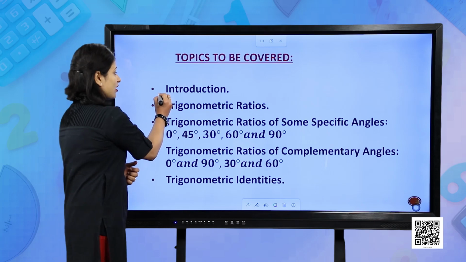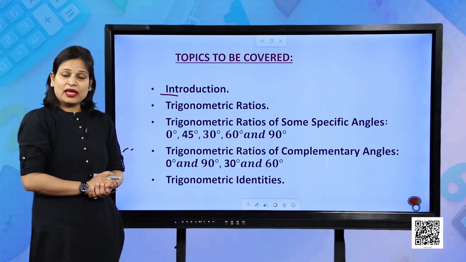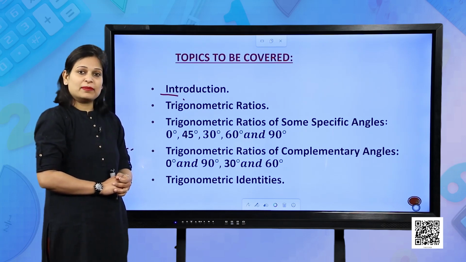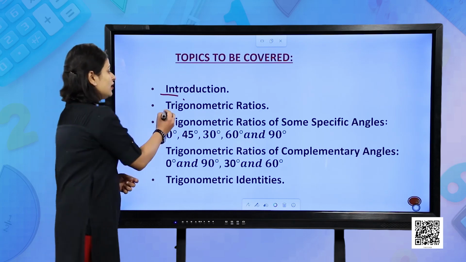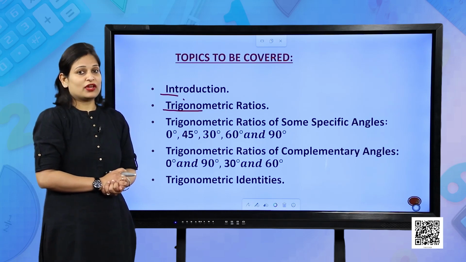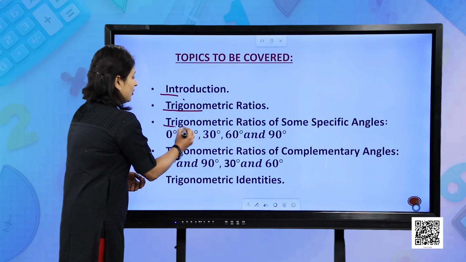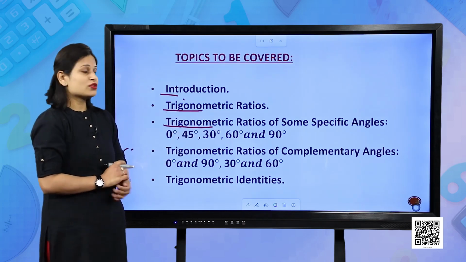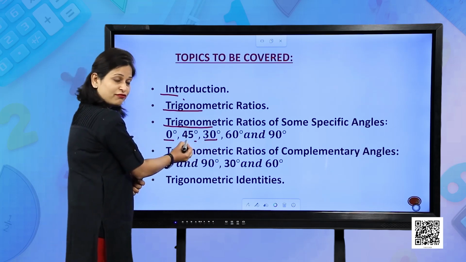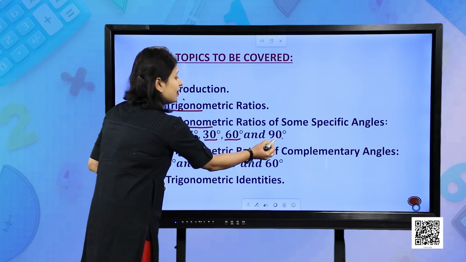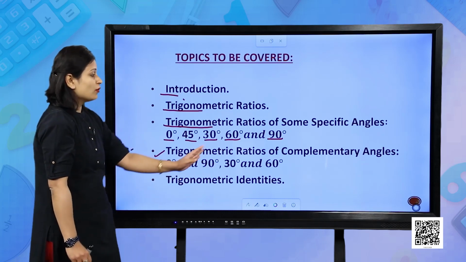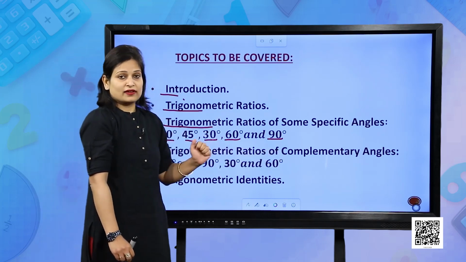First one, Introduction. In this, I will make you able to understand the meaning of trigonometry and real life applications of trigonometry. In trigonometric ratios, we are going to discuss about 6 trigonometric ratios in detail. In the third one, trigonometric ratios of some specific angles: 0 degree, 30 degree, 45 degree, 60 degree and 90 degree. In the fourth one, we are going to discuss about trigonometric ratios of complementary angles.